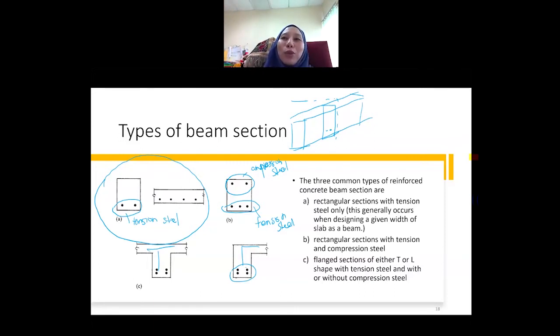Sebab beam ni buruk. We try to cover the beam. We don't like it to appear on top of us. Rasa macam, sebab dia tak cantik eh, so kita nak cover. So sometimes engineer try to minimize the size of the beam. So mungkin akan design something, dia akan jadi macam design B lah. Okay, A is a normal one.